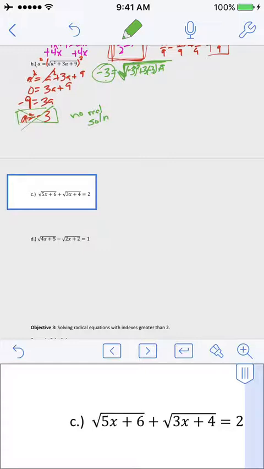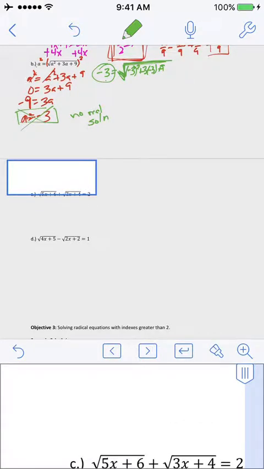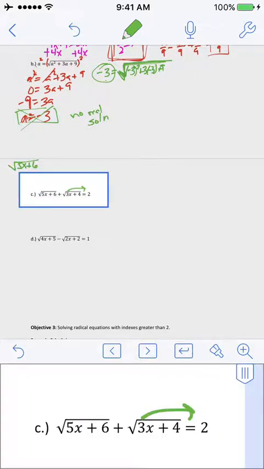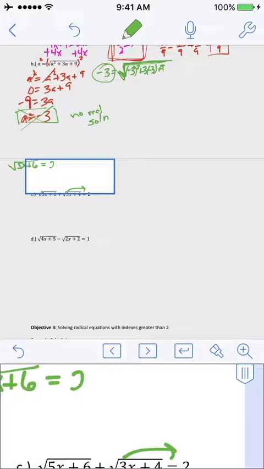I can't just square the whole side willy-nilly, because remember they're being added. If it's adding or subtracting, you can't just square both of them, right? That's the same property as distribution. You cannot distribute a square. So what I'm going to do instead is I'm actually going to need quite a bit of room for this, so I'm going to start up here. I'm going to take the square root of 5x plus 6, keep it there, but move this guy over to the other side. It's going to equal 2 minus the square root of 3x plus 4.